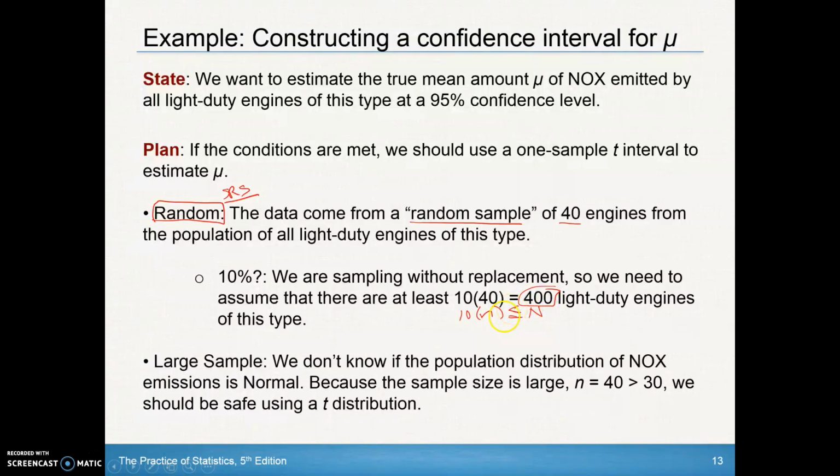Large sample. Well, we don't know if the population distribution of NOx emission is normal, so we don't know what that population is. But because the sample size is large, because that sample size is bigger than 30, we should be safe using a t-distribution. And again, we're going to use a t-distribution because we don't know sigma. We do know the S sub x though, so we don't know sigma, and that's why we have to use the t-distribution and use the sample standard deviation.